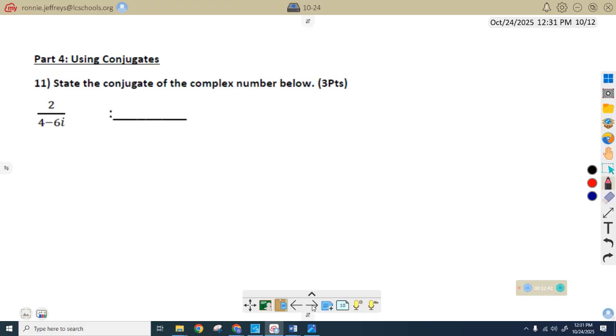All right, this one right here, it just says state the conjugate. All right, all you have to do is just write it out. So it's these terms, but what changes? The plus. Yeah, this changes to a plus. Thank you to that student that said that. Two points, Gryffindor.